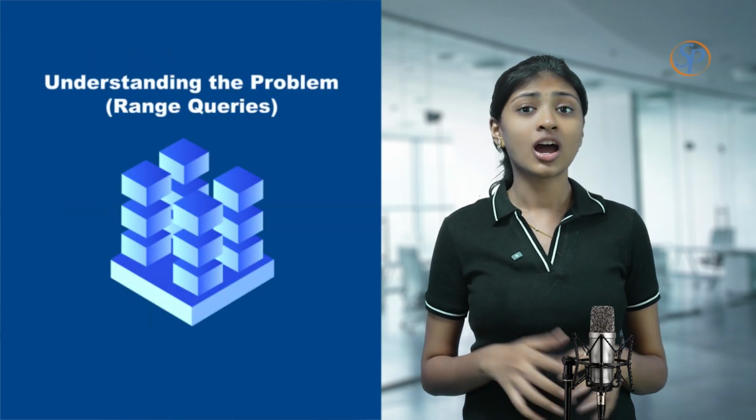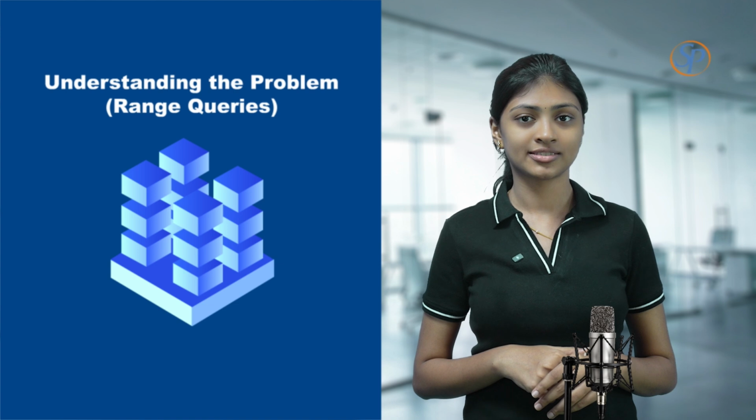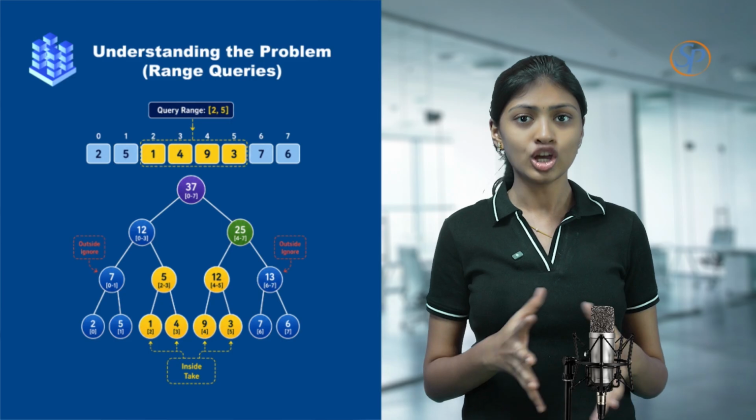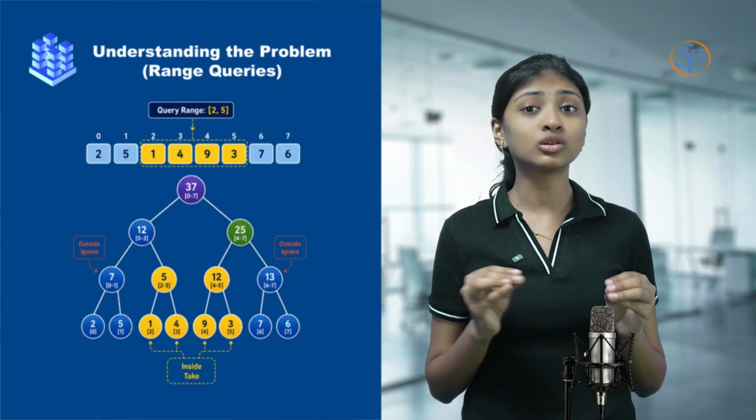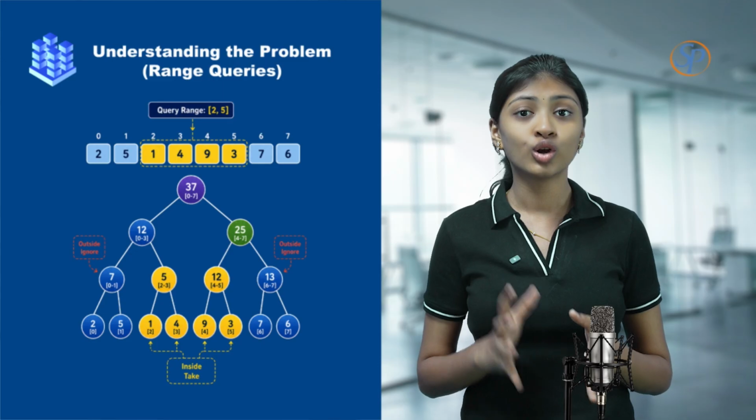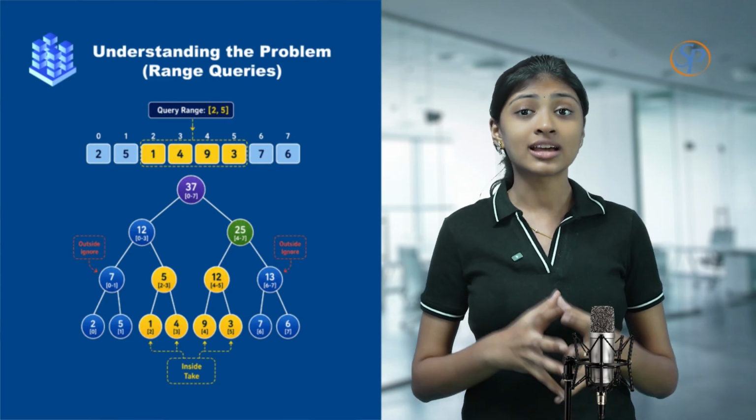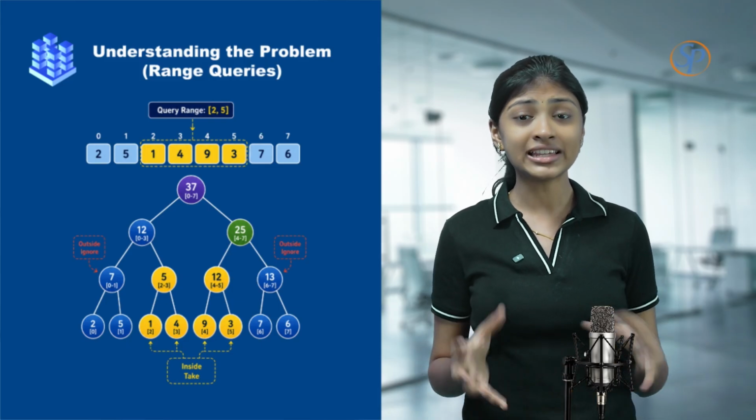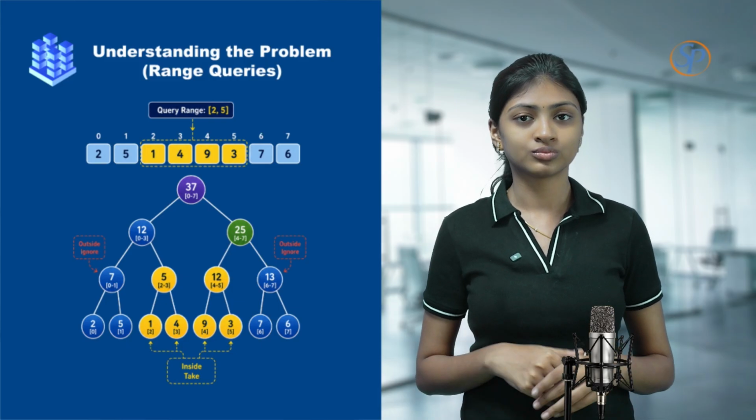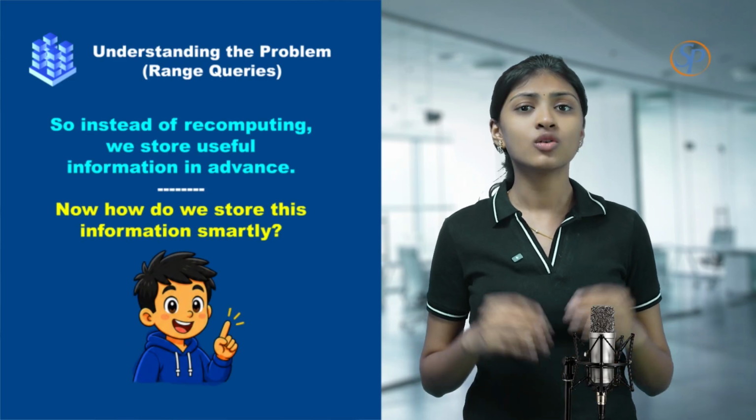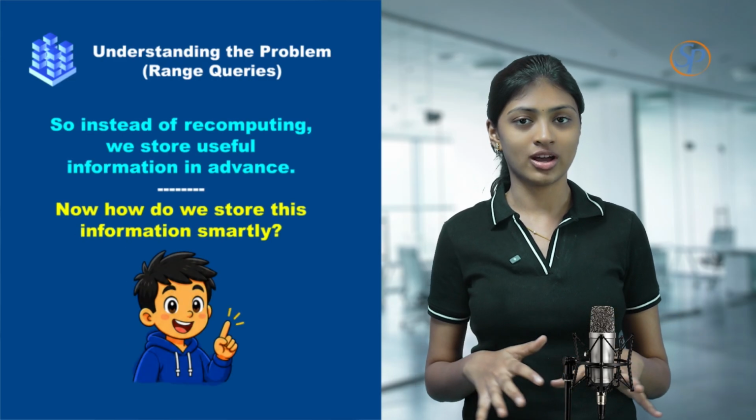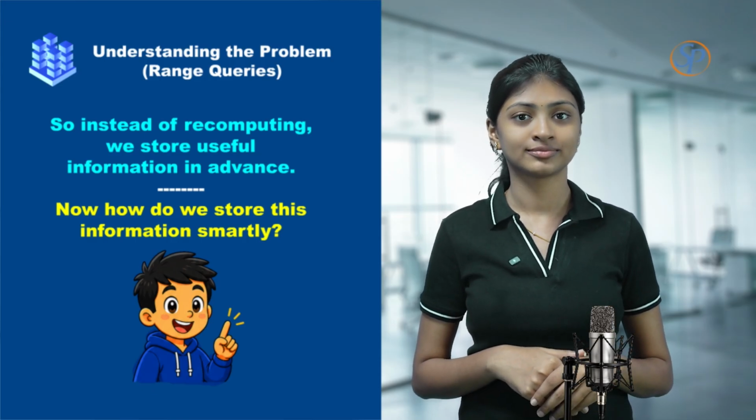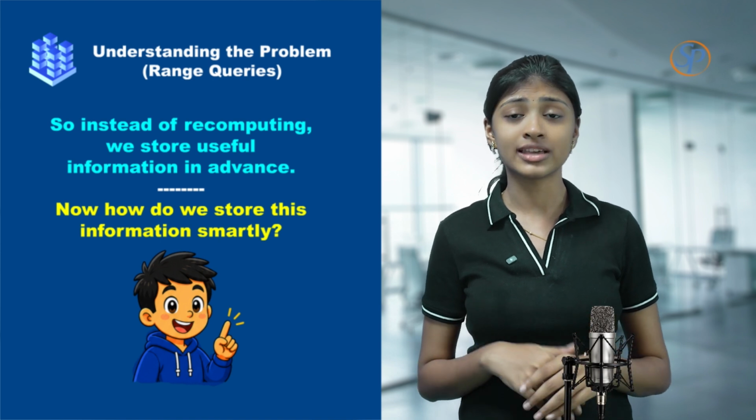Concept 1. Understanding the problem, range queries. Imagine you have marks of students in an array and your teacher keeps asking what is the total marks from student 10 to student 30, and suddenly some marks get updated. Now if you keep recalculating every time, it becomes slow. So instead of recomputing, we store useful information in advance. That is the core idea behind range queries. Now, how do we store this information smartly?